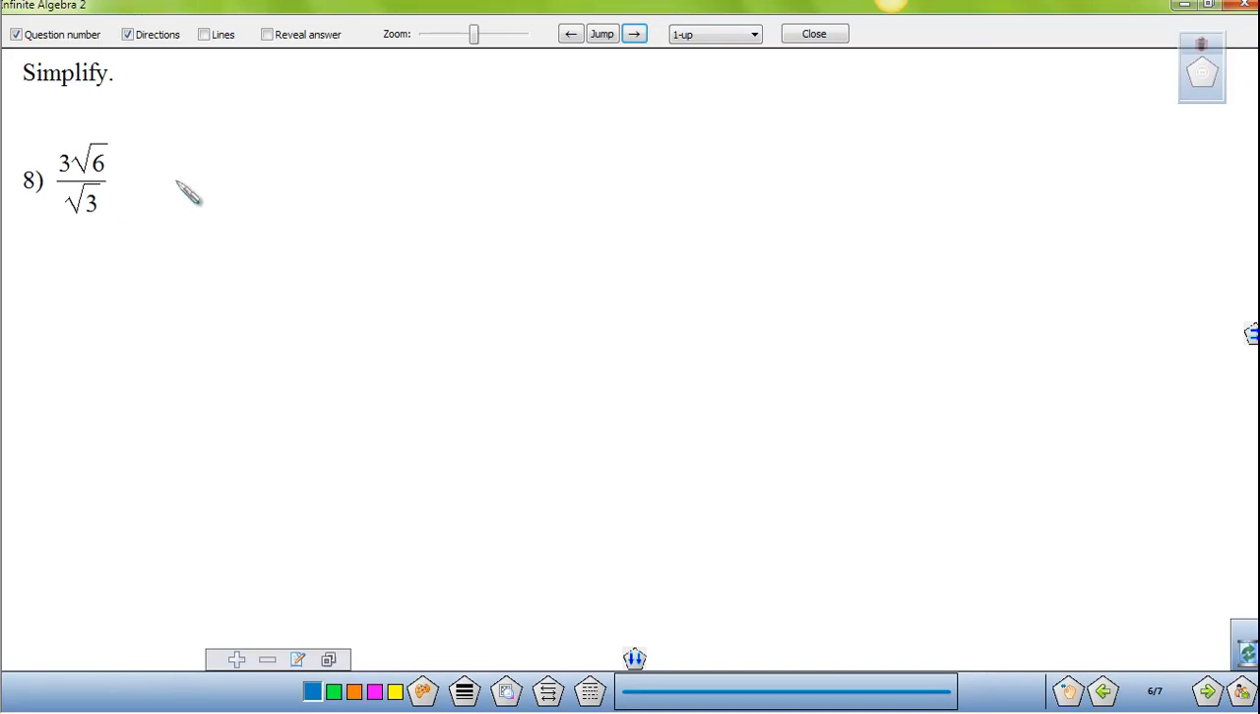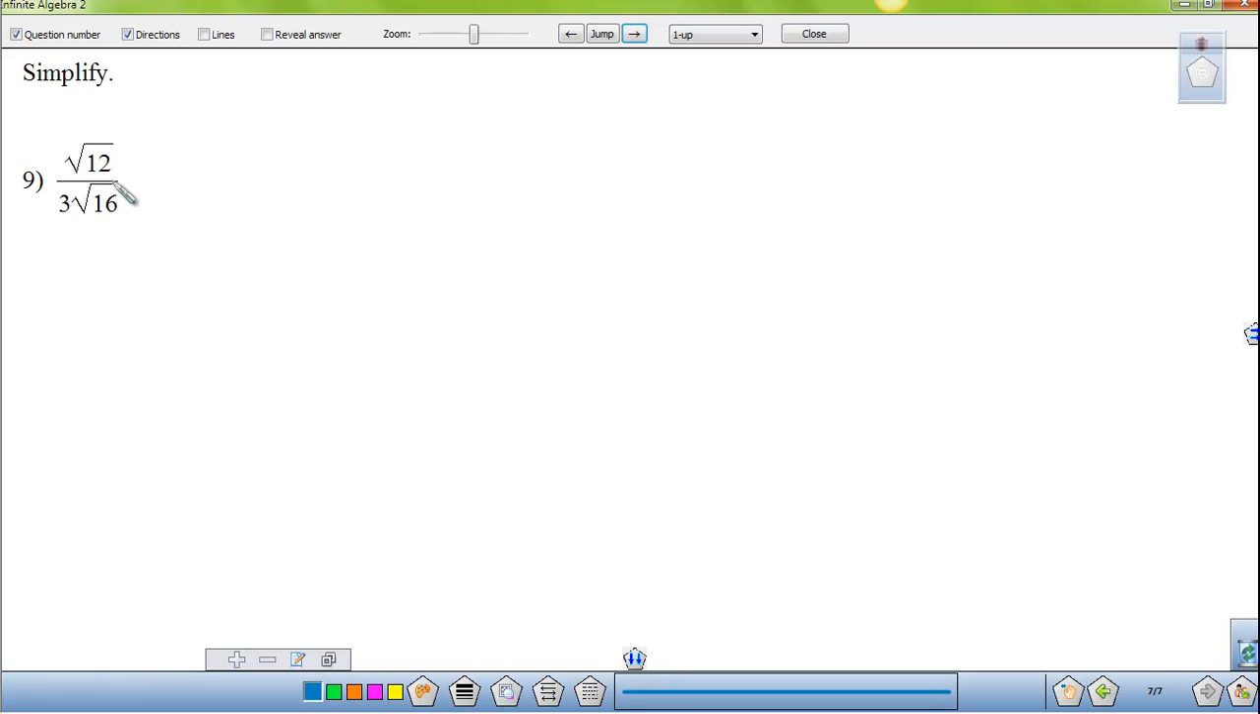In this example, again, that 3, just let it be on the outside. You can put this 6 over 3 underneath one roof and simplify it. Of course, that is equal to 2, and that's about as simplified as it's going to be.